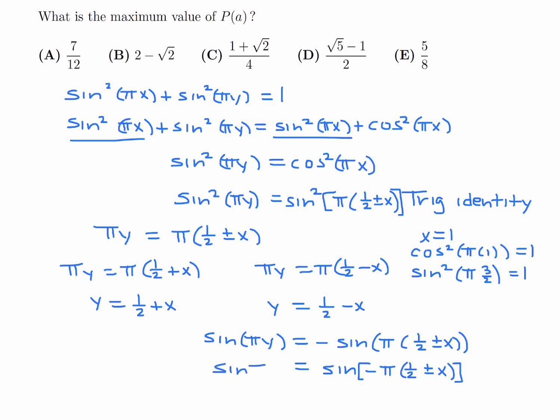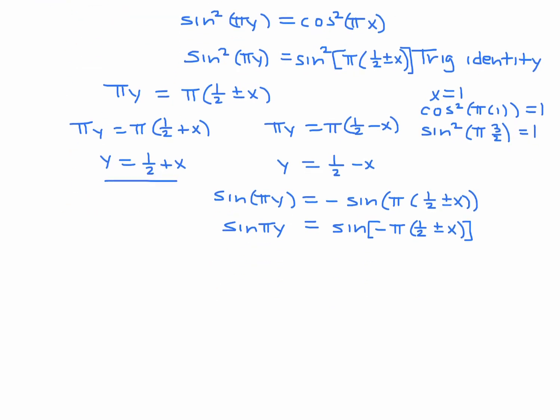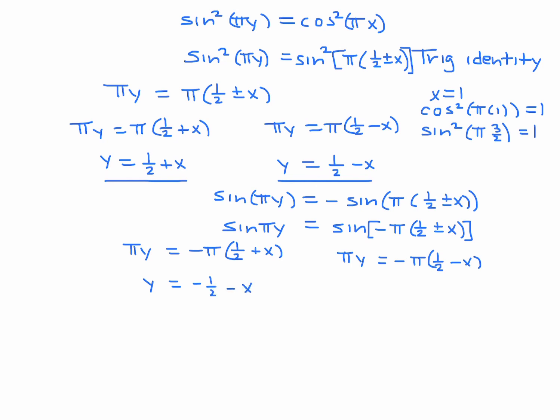Okay, so now this will give me a couple more, I think. I have this line and this line so far. If I equate that, it's going to be pi y is equal to minus pi 1/2 plus x. And then the other one would be pi y is equal to minus pi 1/2 minus x. Drop the pi's and I get y is equal to minus 1/2 minus x. Drop the pi's here and I get y is equal to minus 1/2 plus x.